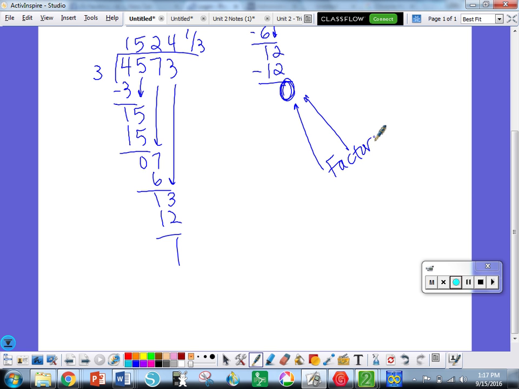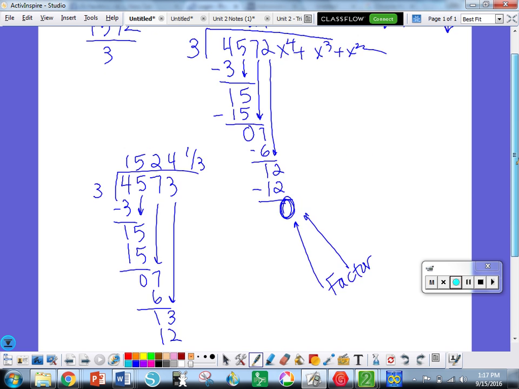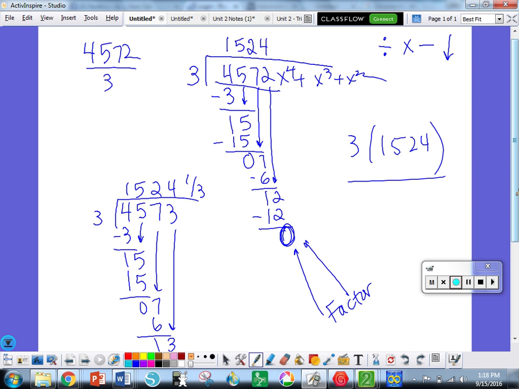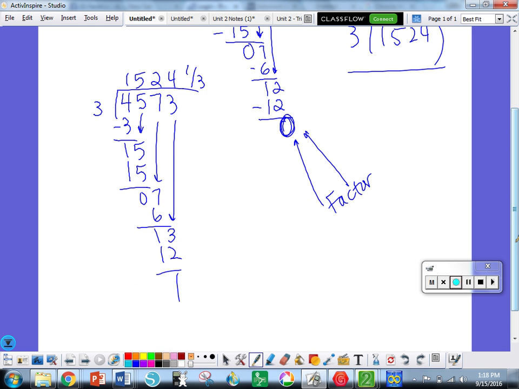Again, I'm okay if you're just watching right now. If it's a factor, I could rewrite this as 3 times 1524, right? This is the same number as this? Yes? So I'm calling the 3 a factor because it went evenly. This one is not a factor because I have this remainder right here, right?